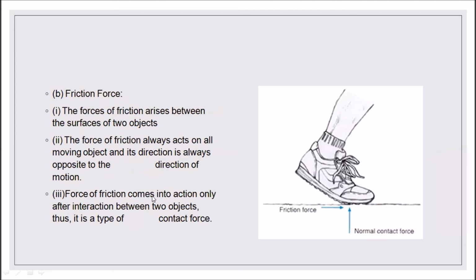So the force of friction comes into action only after interaction between the two objects. This type is called contact force. If you are writing in your book, then your pen is in contact with your paper. This is called friction. When you are walking on the floor, your feet are in contact with the floor. Due to the friction you are able to walk. So all this comes under the contact force.